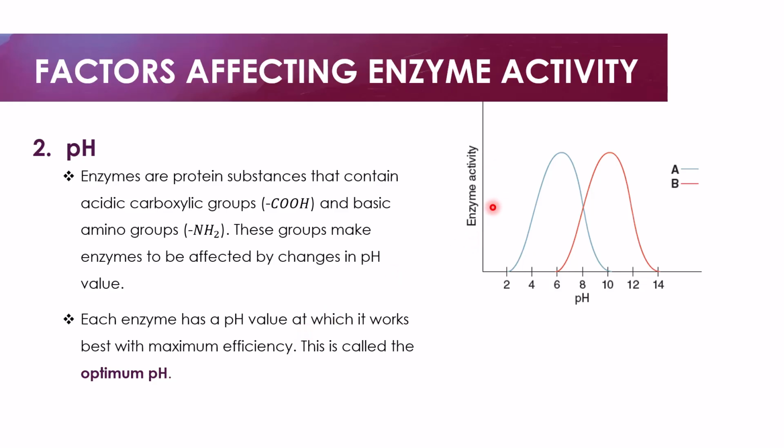Looking at the graph over here, we have two types of enzymes. We have enzyme A and enzyme B, and this is our enzyme activity or the rate of reaction, against the various pH values. What we can say is that enzyme A has an optimum pH around 7.0, whilst enzyme B has an optimum pH around 11.0 from the graph.